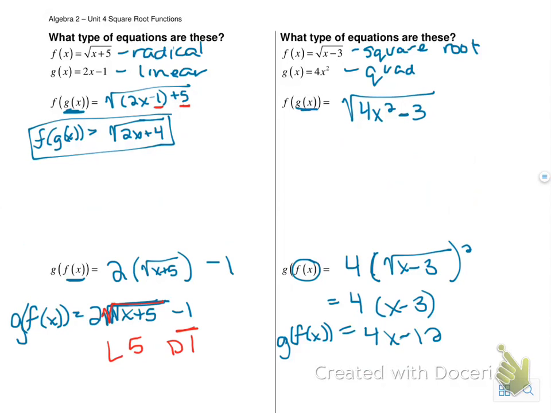Okay, so this is inverse. I'm sorry, this is composition. Composition. So you're putting one function inside of another function for composition. And like I said, it's a word that we've seen before, and we did it with just linear functions, so now we're just expanding that to quadratic and to square root functions.